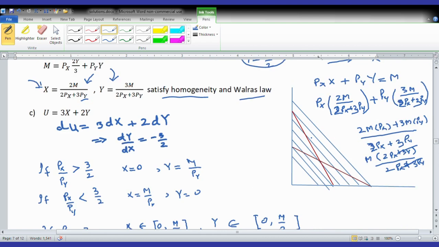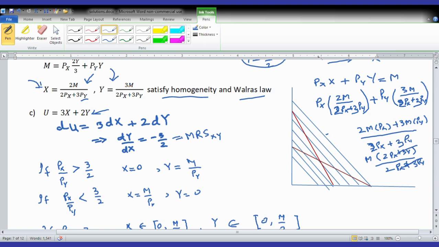This is like a linear indifference curve. So see that if you take the total differential of this equation, it is 3 dx plus 2 dy, and from here you can find dy by dx equal to minus 3 over 2, which is the marginal rate of substitution between x and y. And so see that I have drawn these indifference curves which have slope equal to minus 3 over 2.